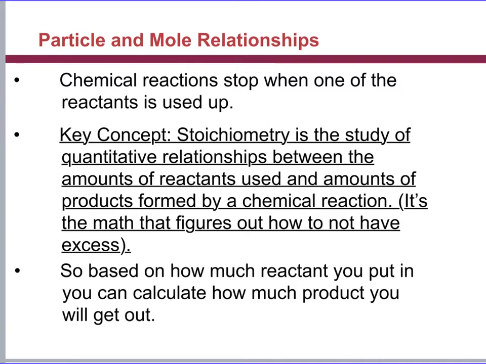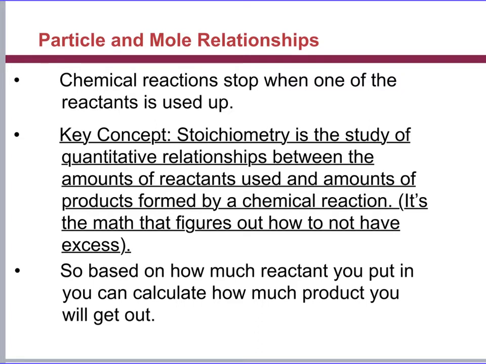Okay, so here we have that a chemical reaction stops when one of the reactants is used up. And you guys kind of saw that in the PhET simulation you did for task 1. Okay, so here's the key concept that gives us the definition of stoichiometry. Stoichiometry is the study of the quantitative. So quantitative, once again, breaking that word down, means number. Okay, so it's a way to put numbers. So stoichiometry is the study of the quantitative relationship between the amount of reactants used and the amount of products formed in a chemical reaction.